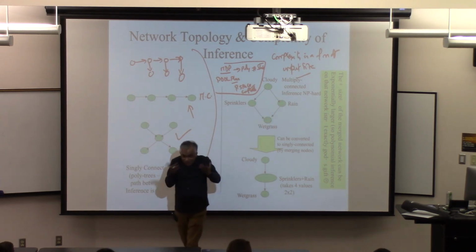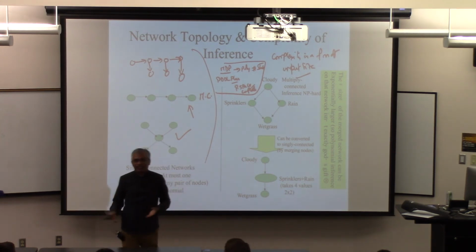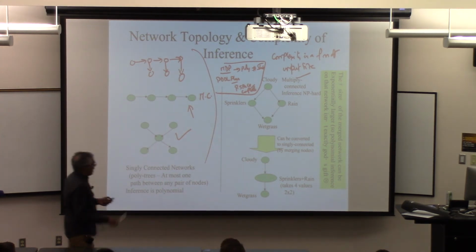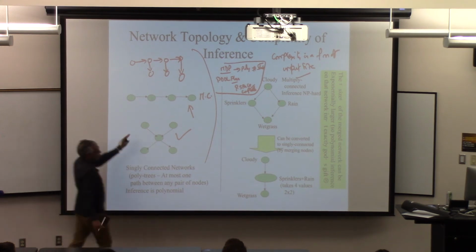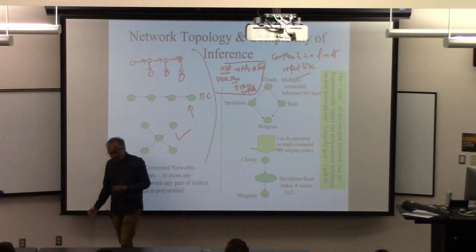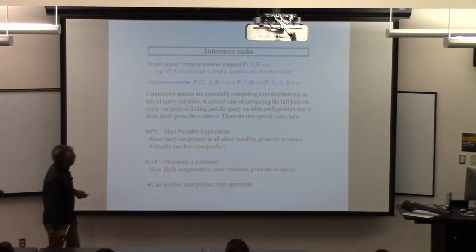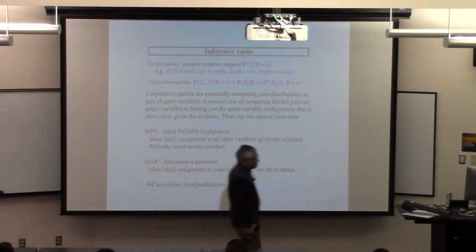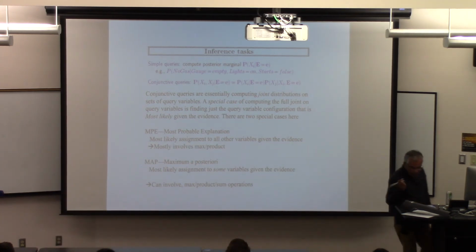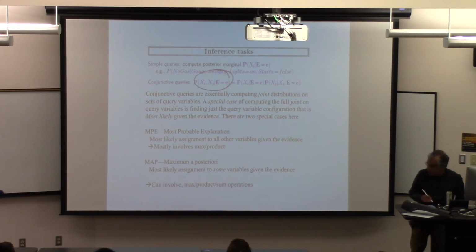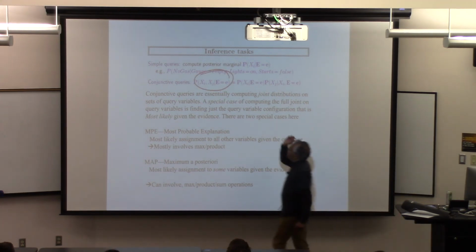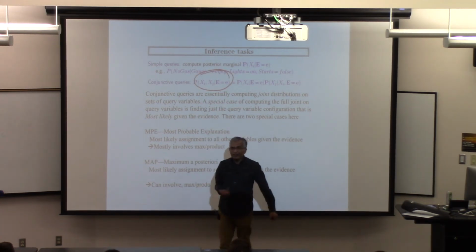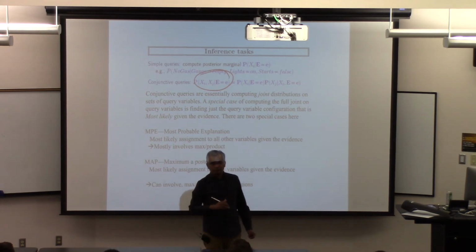Okay? This is your perpetual motion machine for computer science. Fine. So you understood this first of all, that singly connected is easy, multiply connected is hard. But then I want to talk about inference tasks. Mostly the inference task that we will be looking at is: give me the posterior distribution of some variables given some evidence. That's pretty much the inference that we are interested in doing now.